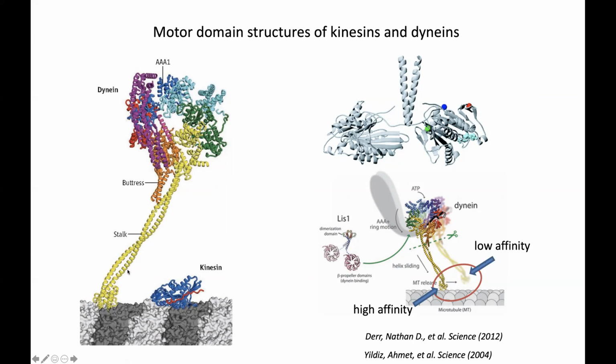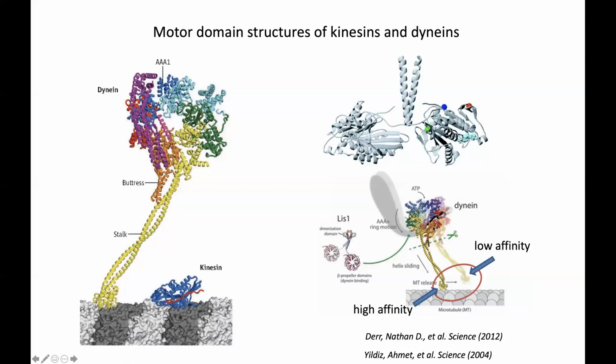This is the structure of dynein, and this is the structure of kinesin. This is the kinesin motor. The dynein structure is quite different from kinesin. Kinesin has a stalk, which is a helix dimer, and it has a neck linker, and a motor domain, actually two motor domains, and those two motor domains move step by step and therefore work along the microtubule.